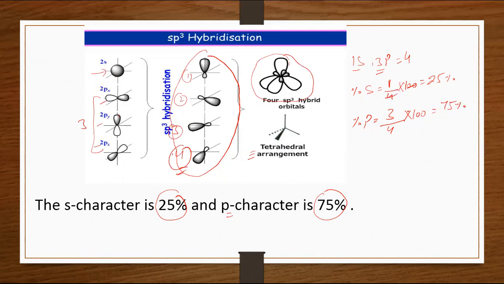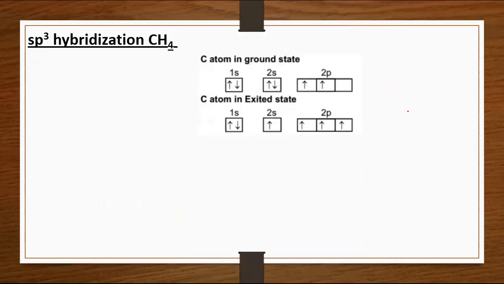Here we take an example of methane, sp3 hybridization in the case of methane. You know, atomic number of carbon is 6. Its electronic configuration is 1s2, 2s2, 2p2. So in the ground state, we consider only valence shell electrons, and this electron will jump from the s subshell to the vacant p orbital.